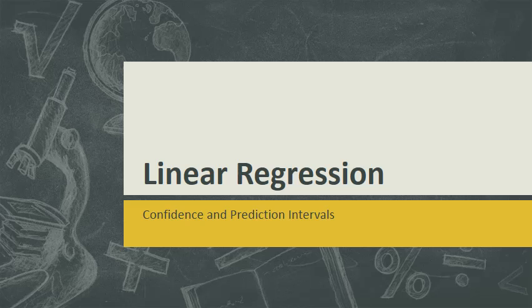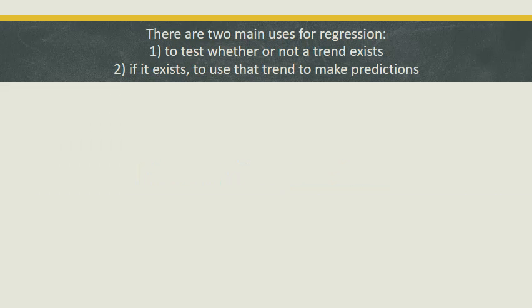Okay, this video is all about the various confidence intervals that go along with linear regression. There are two goals for regression. The first is to perform a hypothesis test to determine whether or not a relationship exists, and we covered that in the previous video. Second, if a relationship does exist, then we would like to use it to analyze the relationship and make predictions about the y variable.